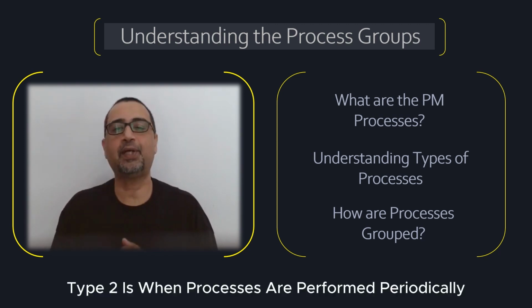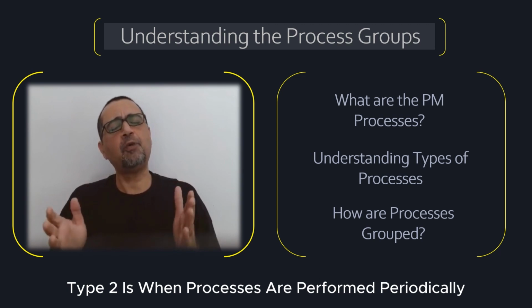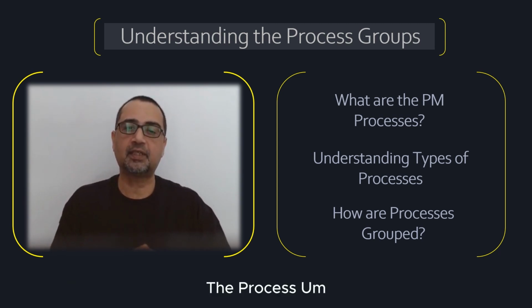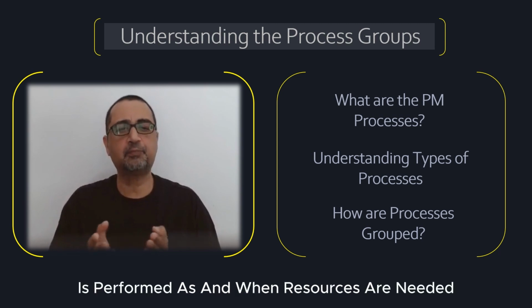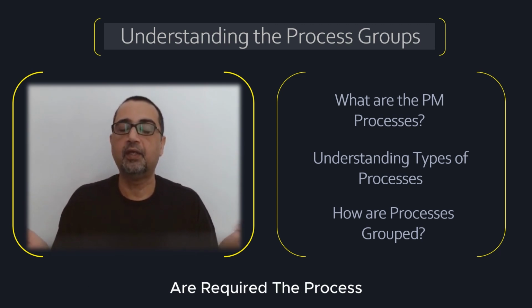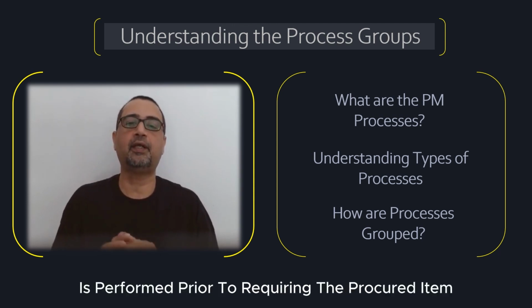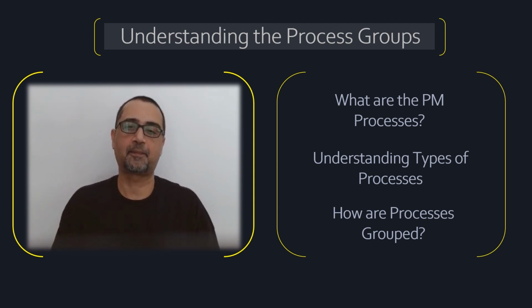Type 2 is when processes are performed periodically as required. The process acquire resources is performed as and when resources are needed or required. The process conduct procurements is performed prior to requiring a procured item.